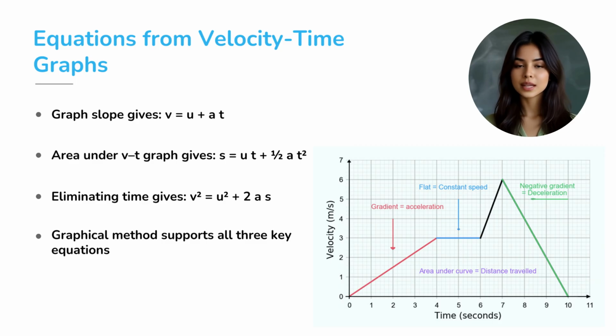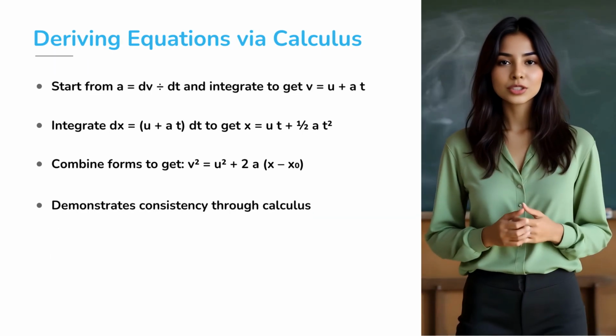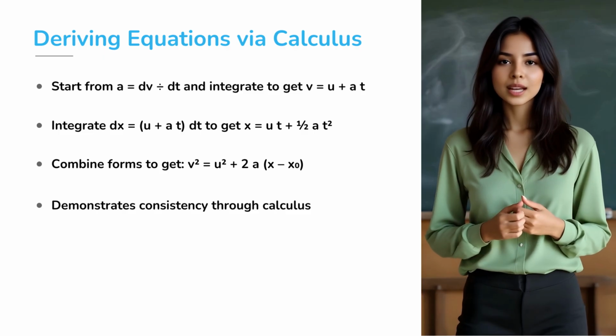Third equation, eliminate time from the above. v squared equals u squared plus 2 times a times s. These three equations are the core tools for solving motion under constant acceleration. Simple, visual, and powerful. Let's now derive the kinematic equations using calculus, a powerful and elegant method.